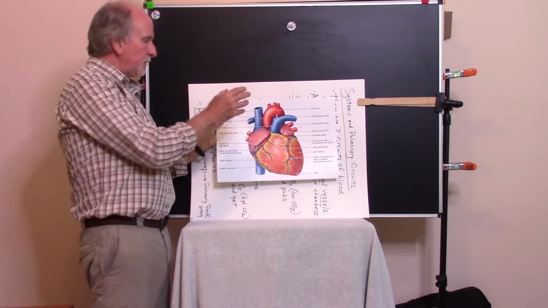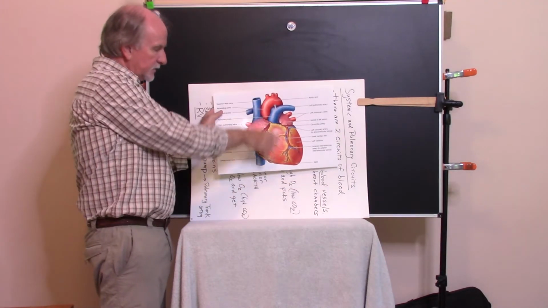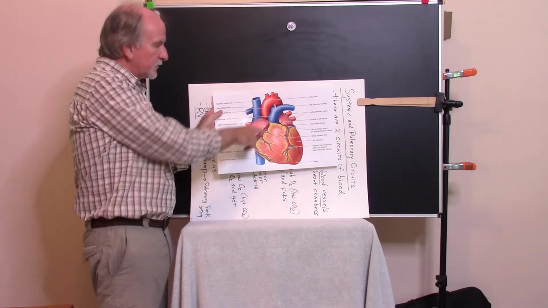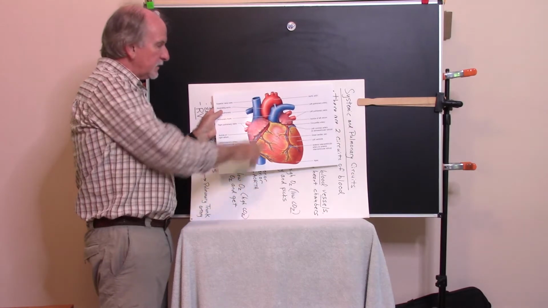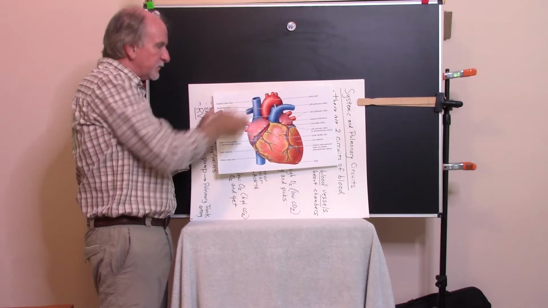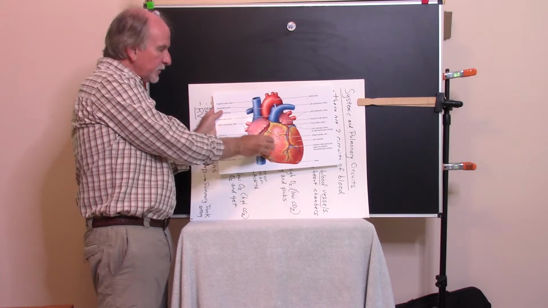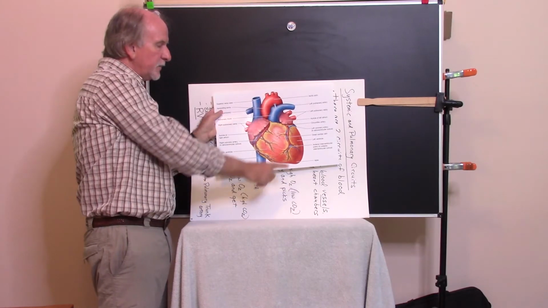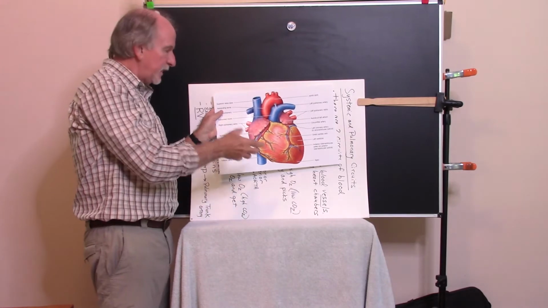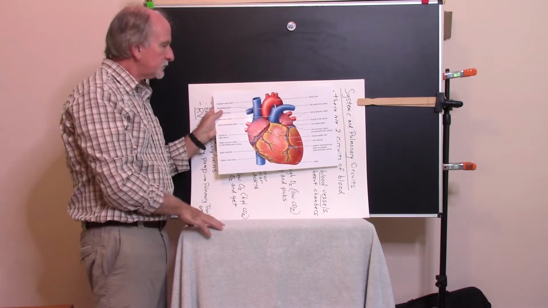So this is a pretty good detailed illustration of the heart, and this would be the apex of the heart that rests on top of the diaphragm. This would be the base of the heart, and the pulmonary trunk, aorta, and superior vena cava are coming out of the base of the heart. This would be the right atrium, right ventricle, left atrium, left ventricle. And on the sides of the atria are expandable pouches called auricles.